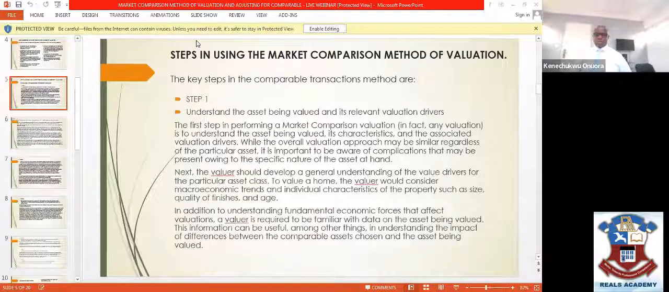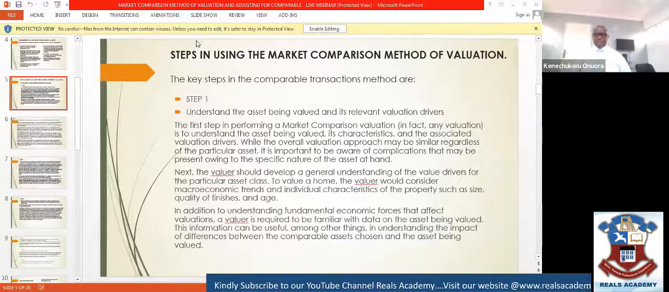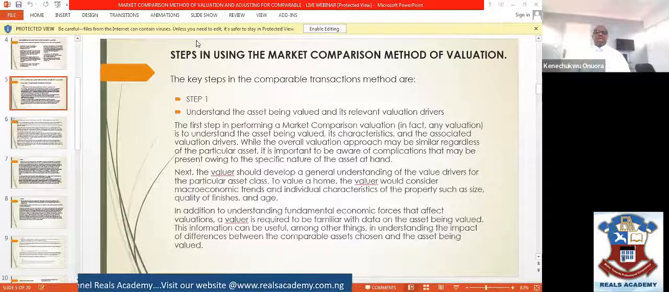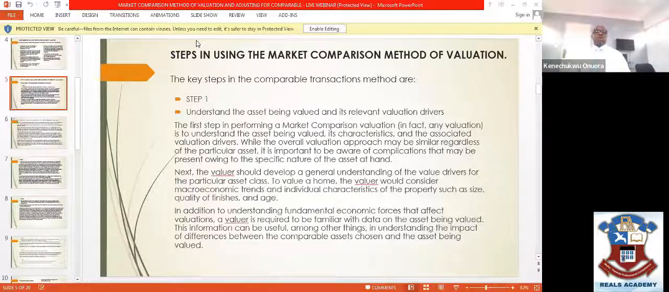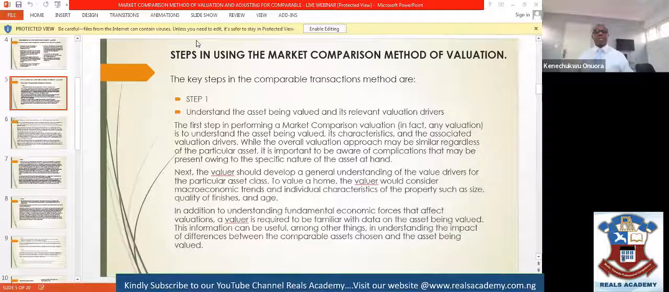So as much as possible, understand the asset being valued, note the number of bedrooms, know what it has inside. Have all the information that the asset has, know the titling it has, know if there's any issue, know if there's any court matter. These are all the things you require. And there are plots and properties that you hear people call a problem property, but some people will still buy such property.